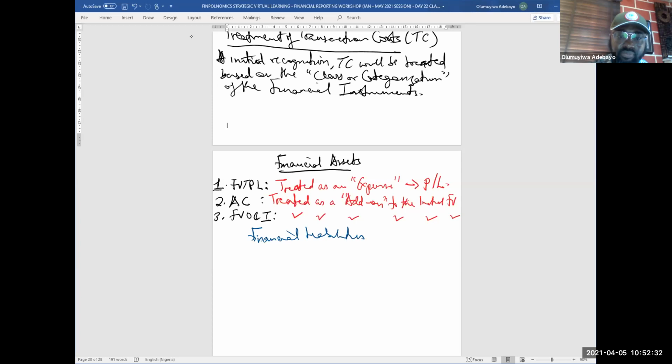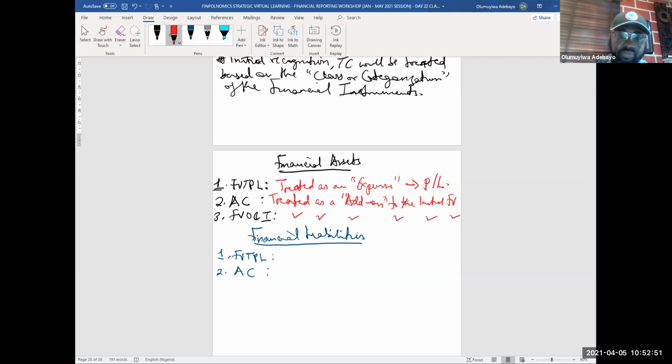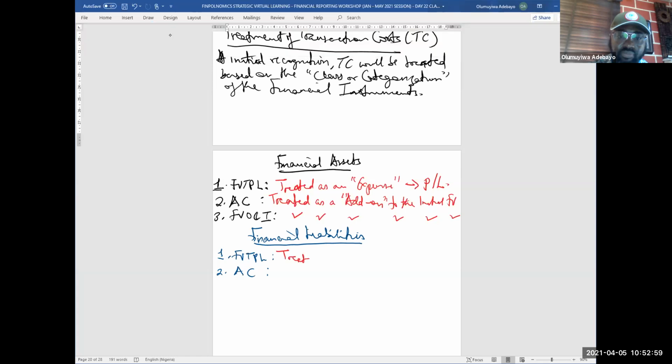For financial liabilities, we have two categories: fair value to profit or loss and amortized costs. Similarly to how we treated financial assets measured at fair value to profit or loss, we will treat a transaction cost as an expense, which will equally be charged to profit or loss.